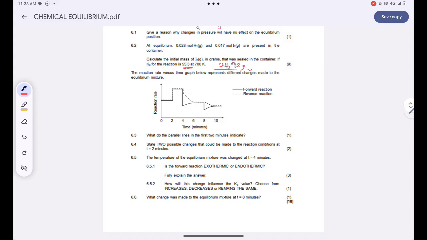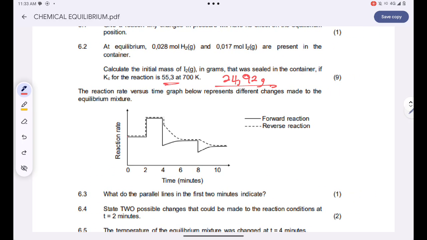Okay. And then we are told that the reaction rate versus time graph below represents the different changes made to the equilibrium mixture. Over here, guys, once you see a parallel line there, please note that the reaction is at equilibrium. So the reaction is at equilibrium over there, over there, over there, and over there. Our reaction is at a state of dynamic equilibrium. But you can see changes that happen there. There's another change that will take place there, and another change there.